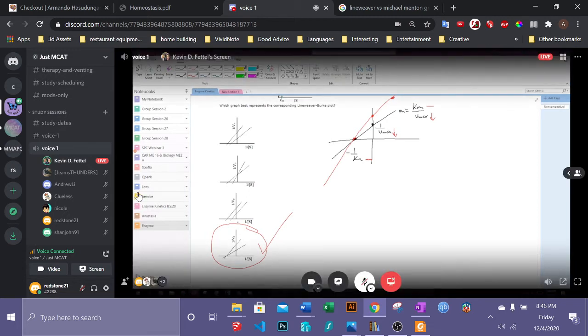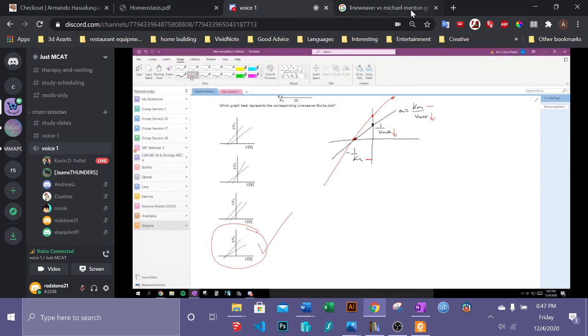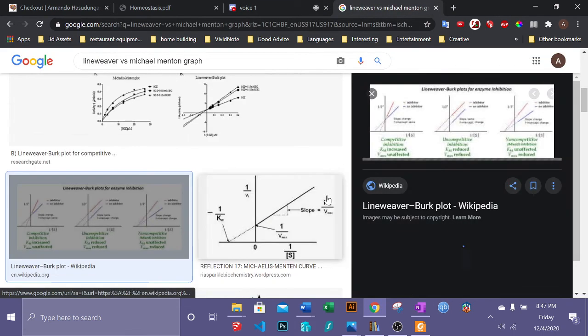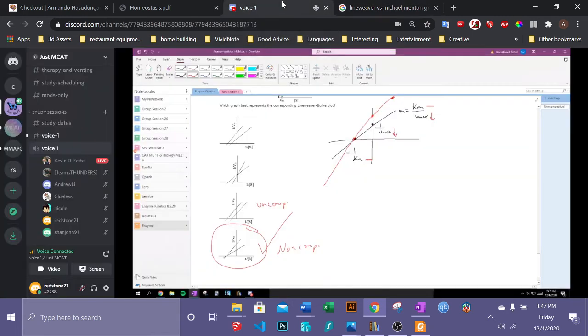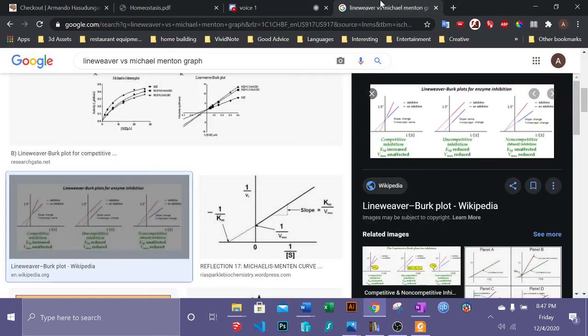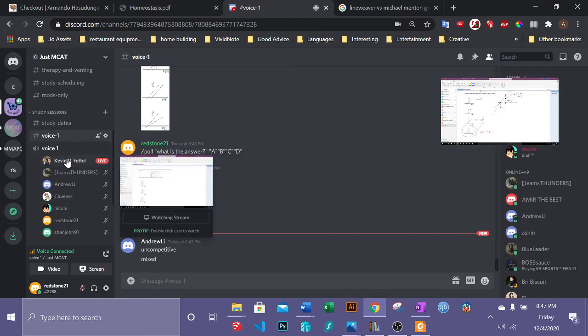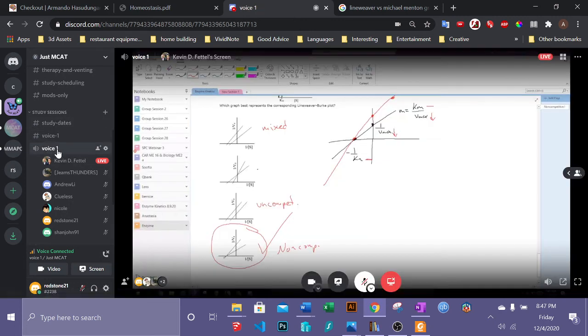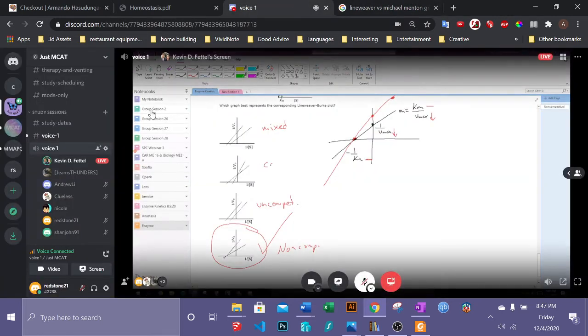Cool. What is C? Can anybody tell me what C is on this graph? What is C? Uncompetitive. Yep, it is uncompetitive. Good. You guys are destroying this. What is A? Yep, Andrew's on top of it. I like it. A is mixed. And what is B? B is competitive. Okay, right?